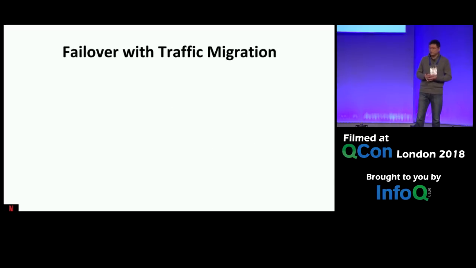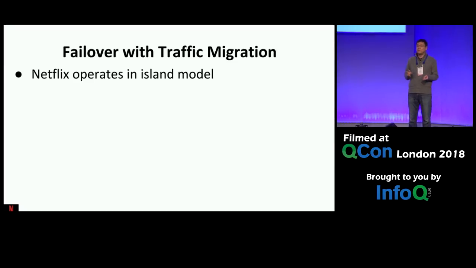Since I have to talk about failover, I would like to do a little bit of a deep dive to see how Netflix does Kafka failover. I want to first make a note that Netflix operates in the island model. That means we deploy all our applications in all regions. And each region can pretty much operate on its own, and there's very little cross-region traffic.